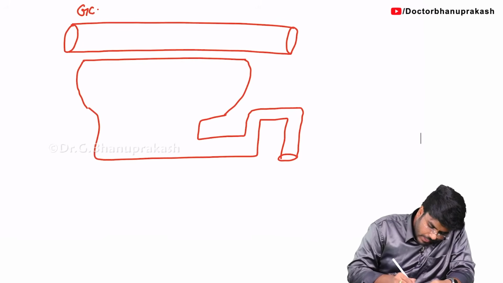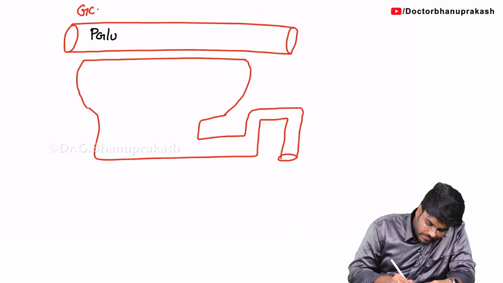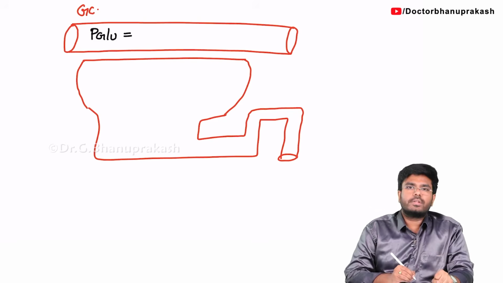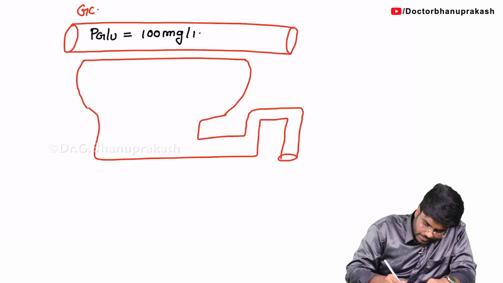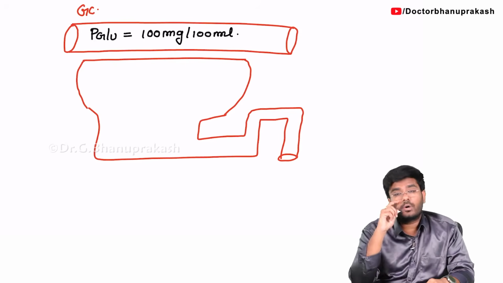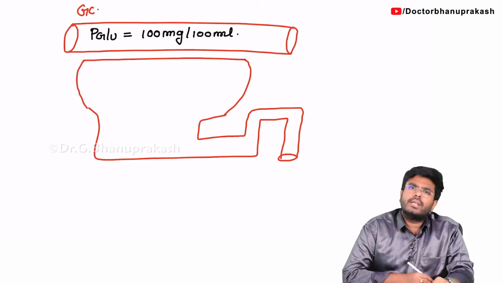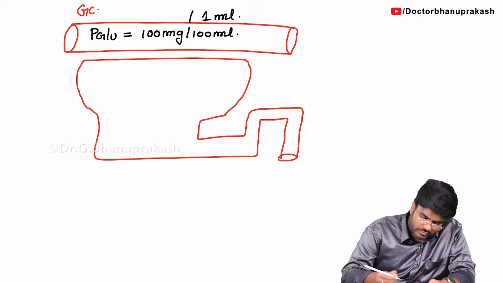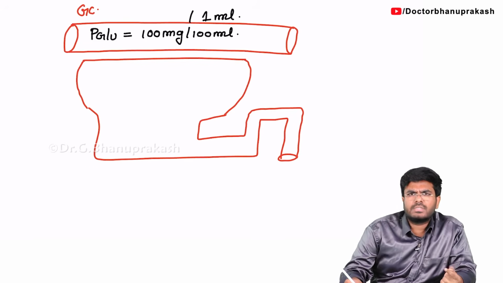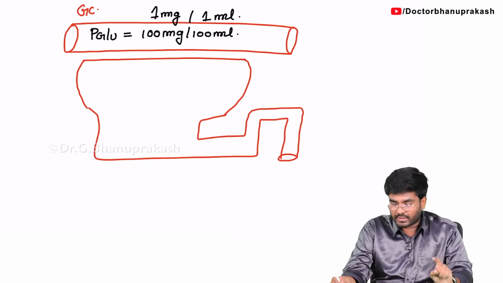Guys, first of all, what is the normal plasma glucose value? The normal plasma glucose value in a normal individual is 100 milligrams per deciliter. Deciliter means how many ml? 100 ml. So in 100 ml, how much glucose is there? 100 milligrams of glucose. So in every ml, how much glucose will be present? In 100 ml, 100 milligrams; in 1 ml, there should be 1 milligram. So in every ml, there is 1 milligram of glucose.